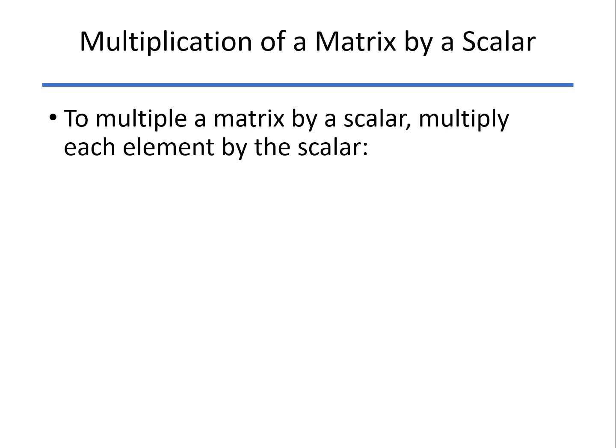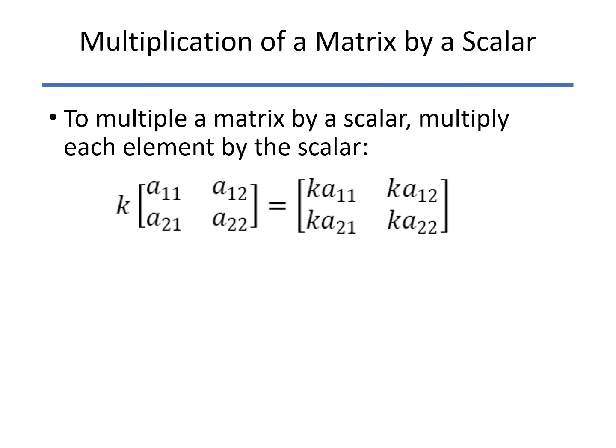To multiply a matrix by a scalar, again, that's an element by element multiplication. And so again, in this case, the scalar is k, and it just gets multiplied by every element within there.